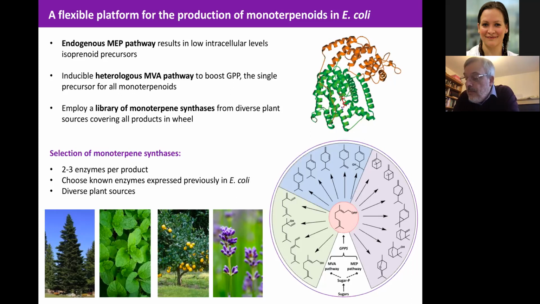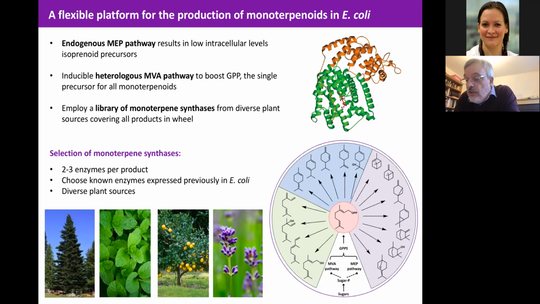After synthesizing these pathways for precursor supply, our objective was then to introduce a library of monoterpene cyclases into the host strain using a plug-and-play approach to switch on the synthesis of the desired monoterpene product.